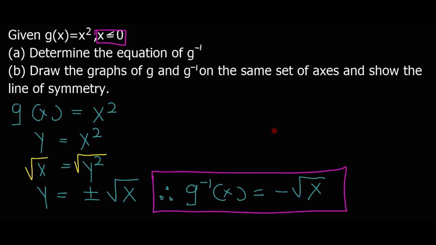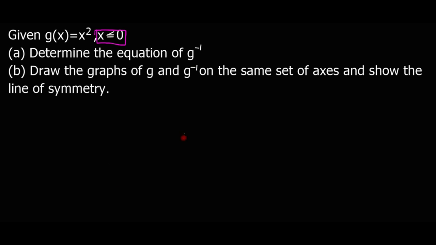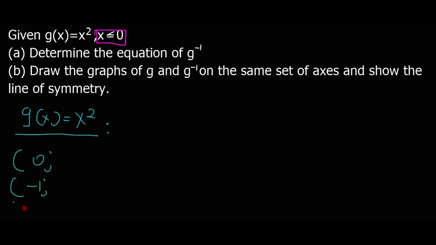Now part B. Draw the graphs of g and g inverse on the same set of axes and show the line of symmetry. So first, we pick out the points. But this time around, the graph starts from 0 going to the negative side. We take 0, then negative 1, then negative 2. From there we get the corresponding y. Substituting 0 gives 0, substituting negative 1 gives positive 1, and substituting negative 2 gives positive 4.